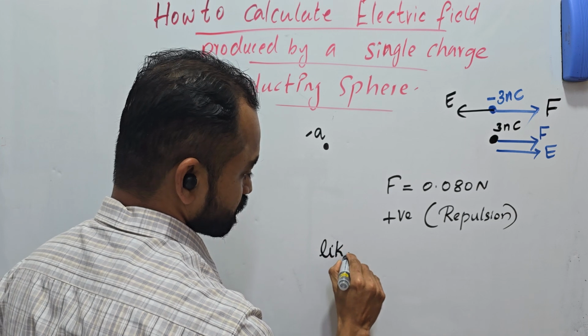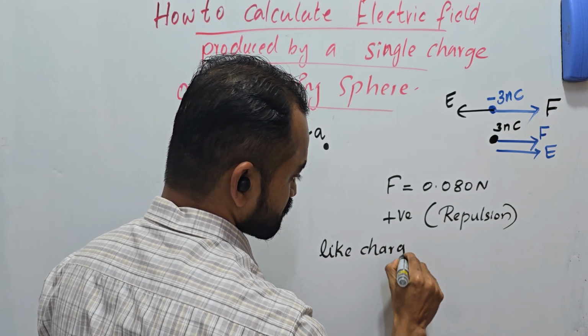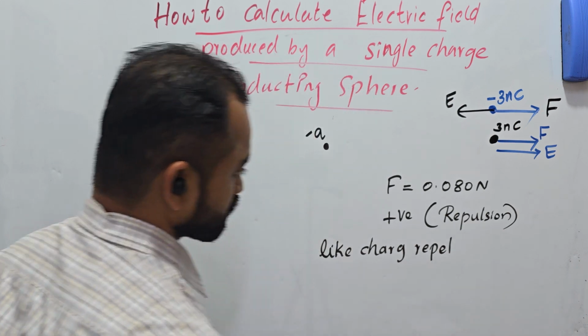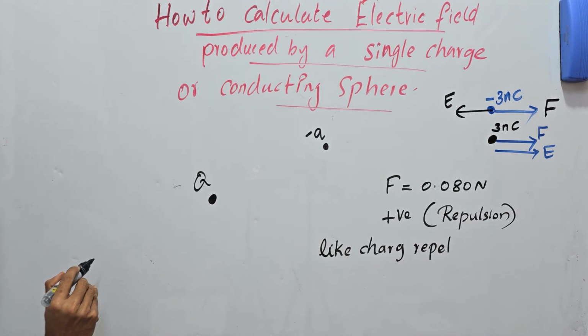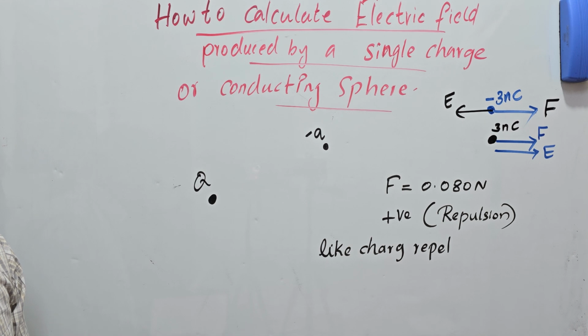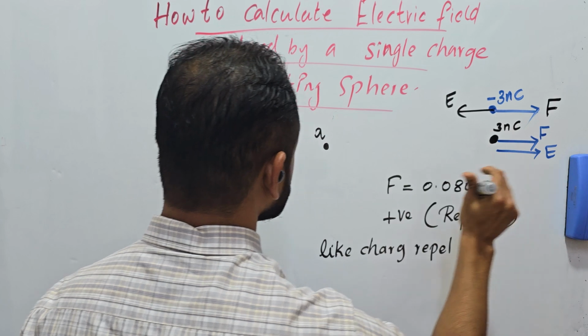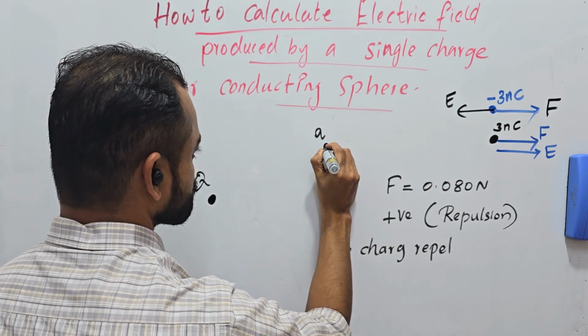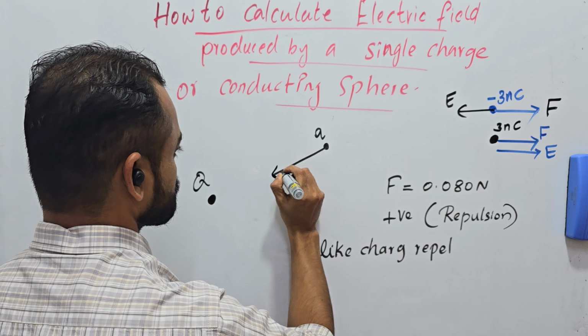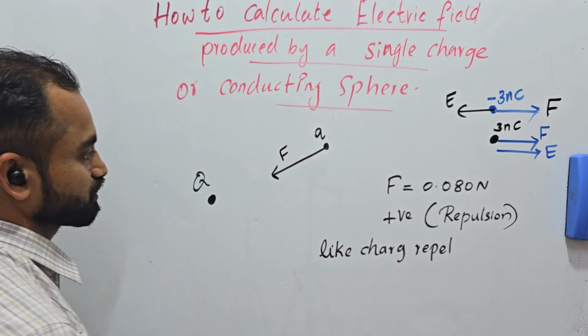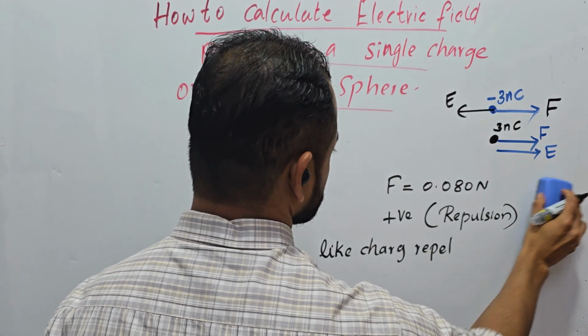Like charges repel, right? Yeah, where is the direction given? It experiences a force shown. Force is towards Q, right? Yeah, direction is given, right? Okay. Force is towards Q. I didn't see that. Sorry. This is the direction of the force, right? Okay.